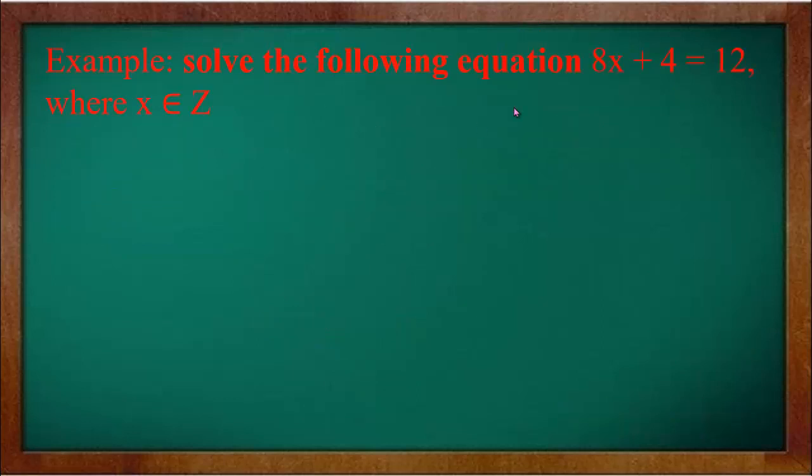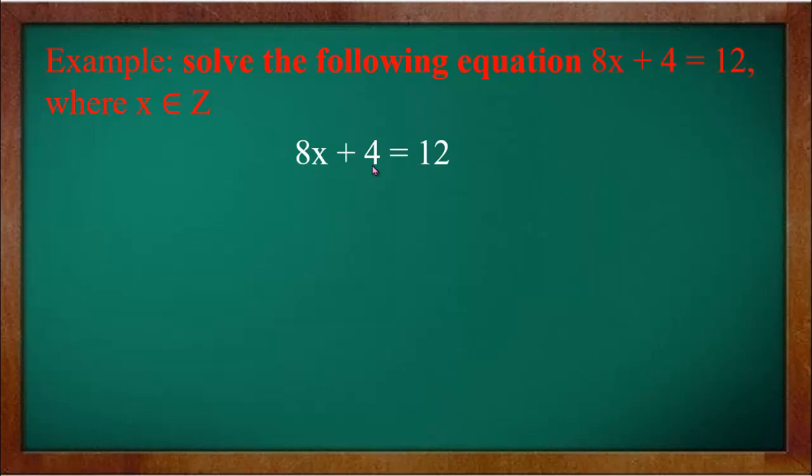Solve the following equation: 8x plus 4 equals 12, where x belongs to Z. So I know by now that the solution for my equation must be found inside of Z. Let's have a look again at the equation itself. 8x plus 4 equals 12. How many operations are there? I have two operations, 8 times x and plus 4.